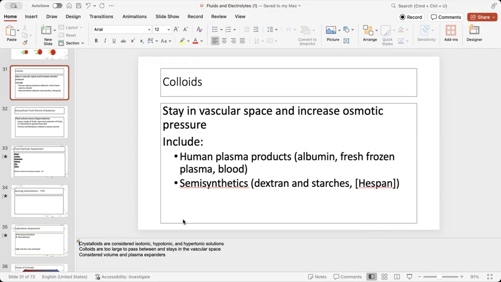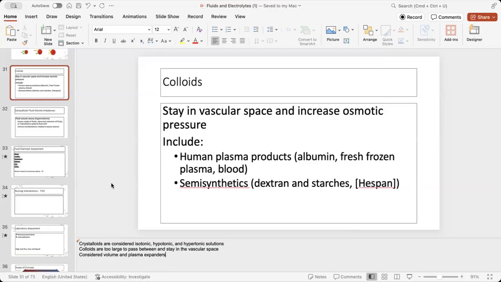Because ultimately, what are we trying to do? If we have low blood volume, what do we have along with that? Low blood pressure. And if we have low blood pressure, then we die from that. Right? So volume expanders are going to help expand the blood volume, which is going to increase our blood pressure.